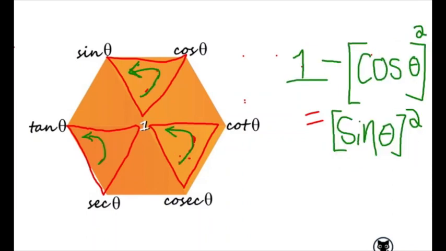If we do the same thing, but now go anticlockwise, we put a minus sign before the second term, and now go in the direction the arrow is pointing us towards. Now we do 1 minus cosine squared equals sine squared, and so on.